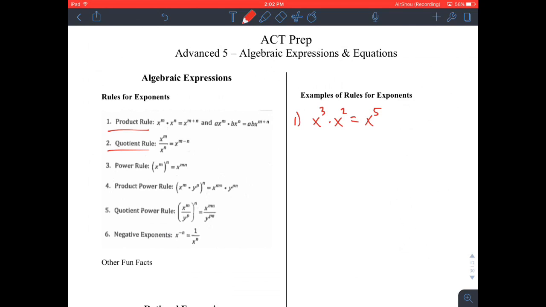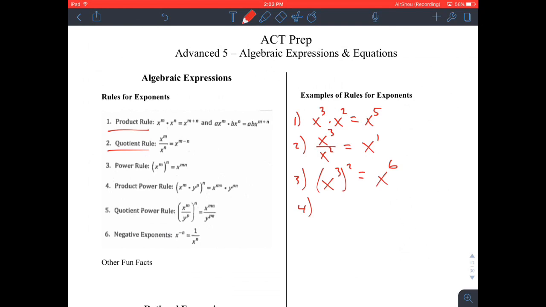Quotient rule, if you're dividing the same base, you subtract the exponents. So if you have x cubed divided by x squared, it's going to be x to the first. 3 minus 2 is 1. The power rule says if you have an exponent to an exponent, you multiply the exponents. So 3 times 2 is 6. This example, x cubed to the second would be x to the sixth.